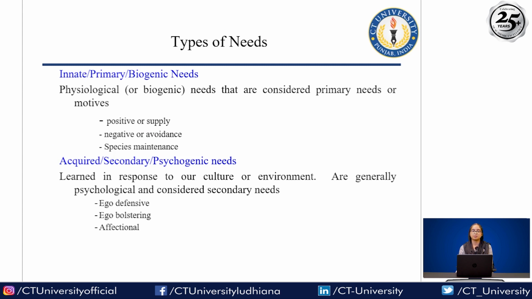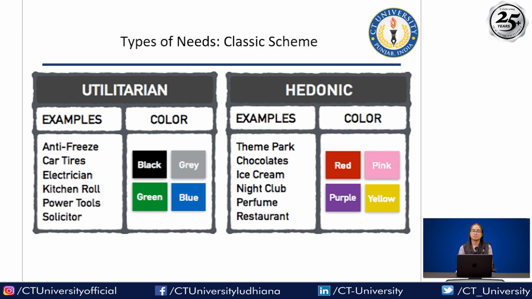In terms of consumer behavior, these needs can again be categorized into two more categories. One is utilitarian needs, another is hedonic needs. Utilitarian needs are those needs that are related to the utility of the individual or utility of the product. For example, when we are buying any refrigerator, any kind of equipment, any kitchen equipment, these are utilitarian needs. These needs generally arise from rational motives of the individual. This is the reason why the products and advertisements related to utilitarian needs are depicted in black, grey, blue or green colors.